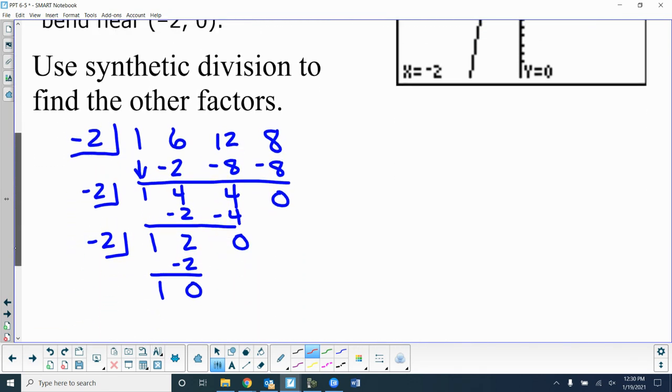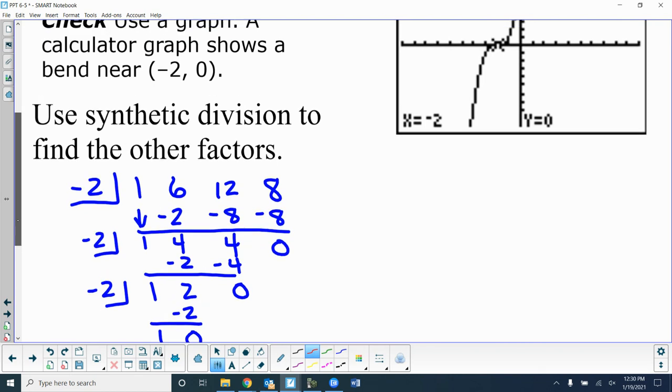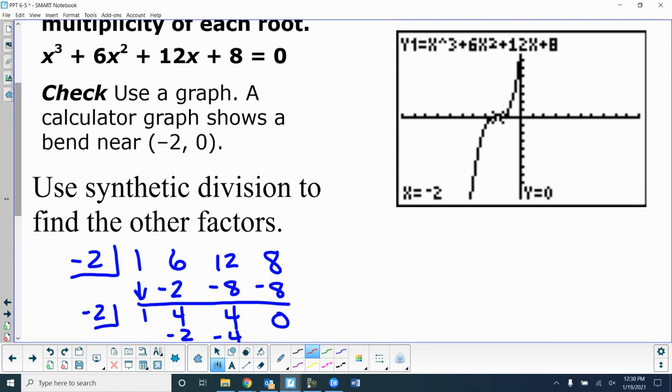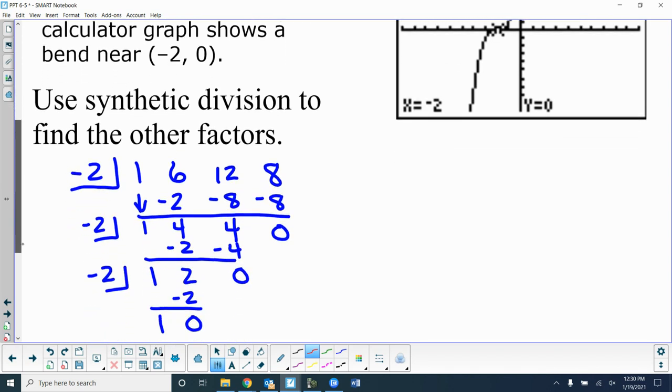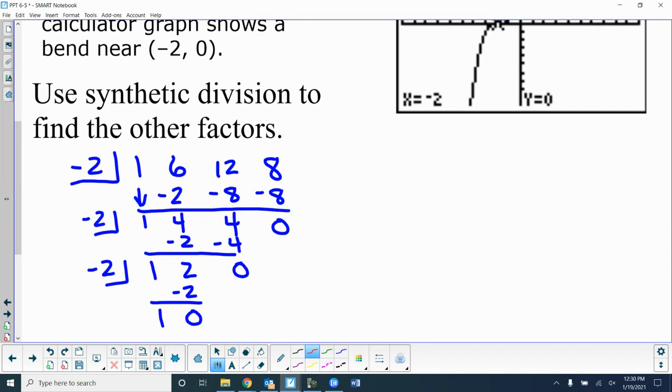So, this is the problem. 1, 6, 12, 8. -2 was the 0. So when I went -2 times 1, I got that -2. When I added, I got 4. -2 times 4, -8. When I added, I got 0. When you get a 0 there, that tells you that it's a factor, right? It works. It's a 0. We've talked about that already, right?